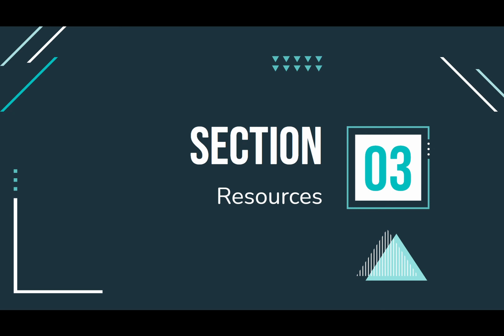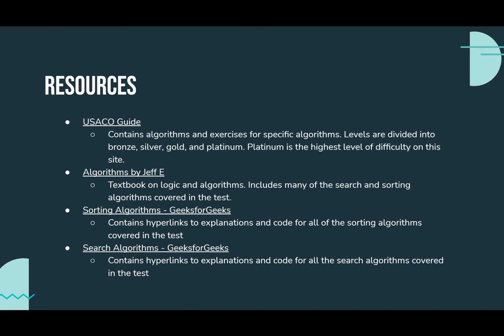And now for the final section, which is going to be the resources for this event. So one of the first resources, especially for beginners, is USACO Guide. And USACO is basically the United States Computing Olympiad, and you can go join that as well if you want. But this guide includes algorithms and exercises for specific algorithms, and it's divided into multiple levels, specifically bronze, silver, gold, and platinum. And platinum is going to be the highest level of difficulty on this site. And you can use this site to practice your problems, learn algorithms, and especially the algorithms that are going to be covered on this test.